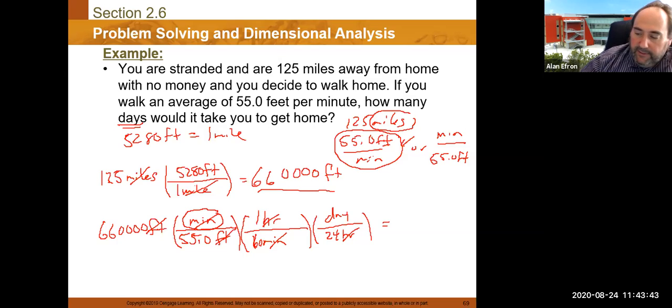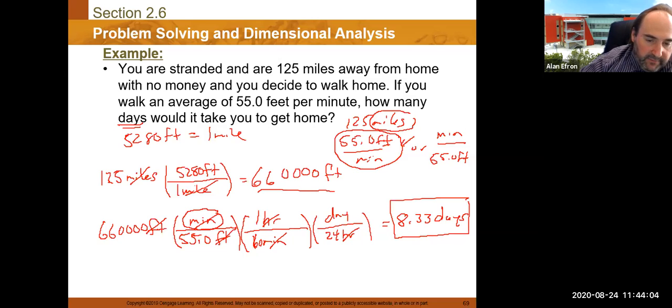And again, at this point, we're going to take our 660,000 divided by 55 and then divided by 24 and divided by 60 that I missed in the middle there. And we do get 8.33 days it would take me to walk home. Sig fig wise, both numbers that we got going on here are both 3 significant figures. So we would end up with 3 sig figs, as these guys here are exact numbers. We don't really have to worry about it.